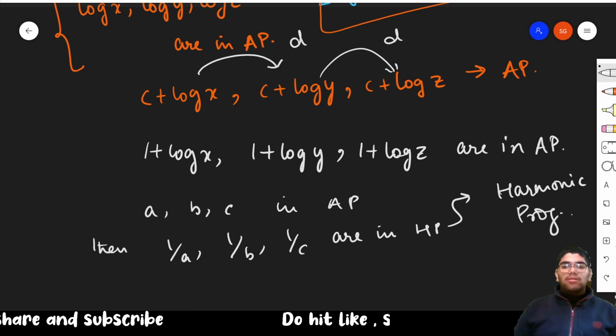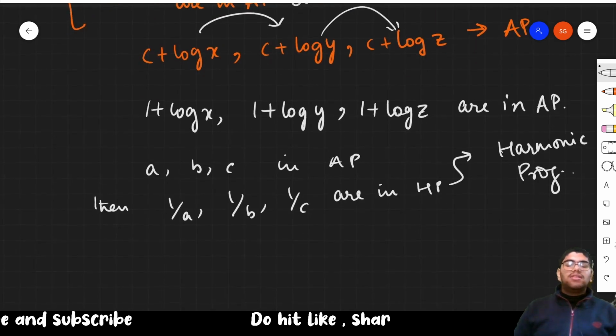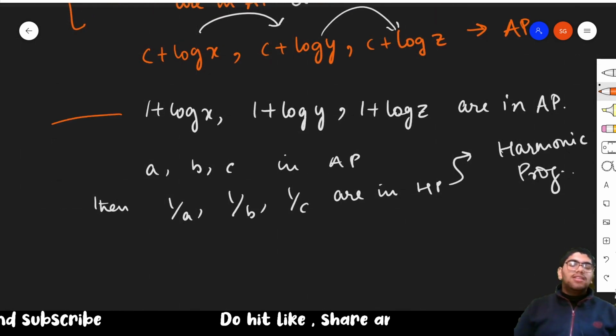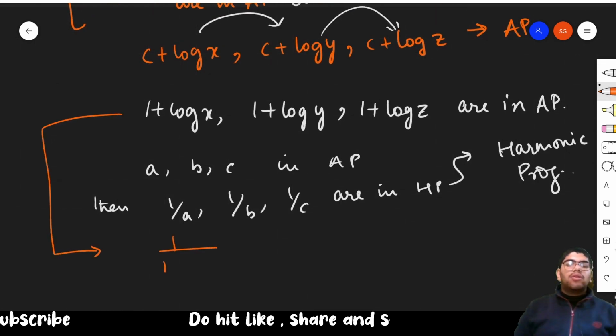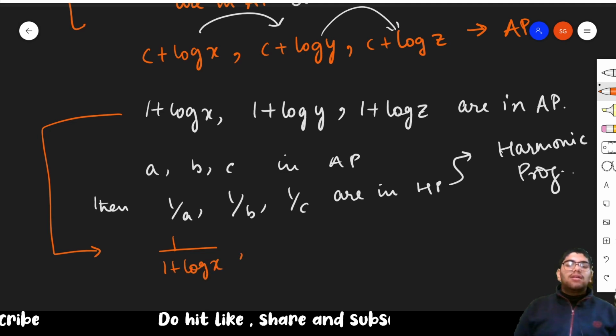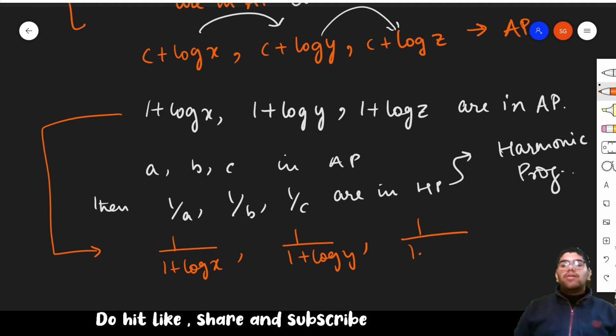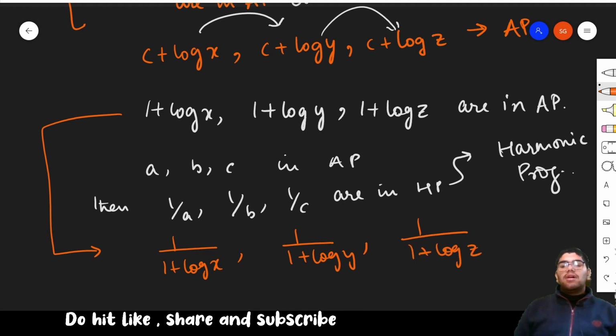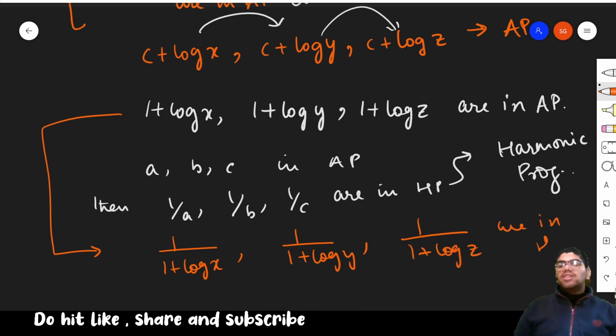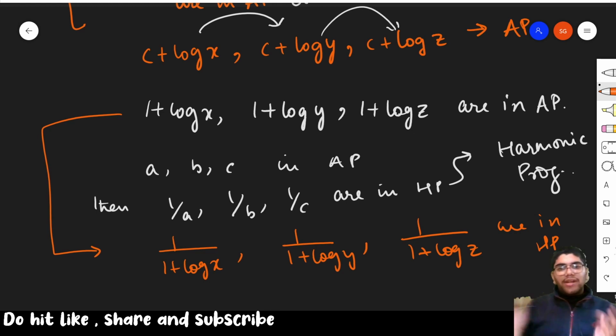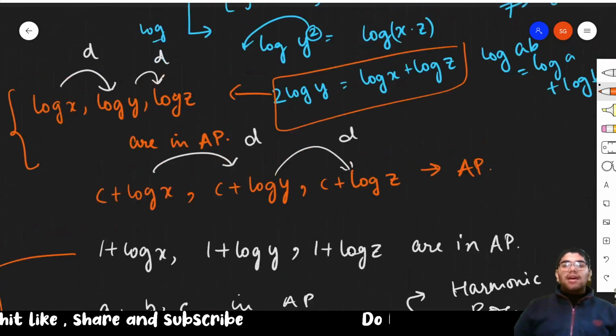Okay, so of course this statement, the above statement, will indicate that 1 over 1 plus log x, 1 over 1 plus log y, and 1 over 1 plus log z are in HP. Of course, in the exam you don't need to write so much, you can intuitively decide. See, this is very simple.